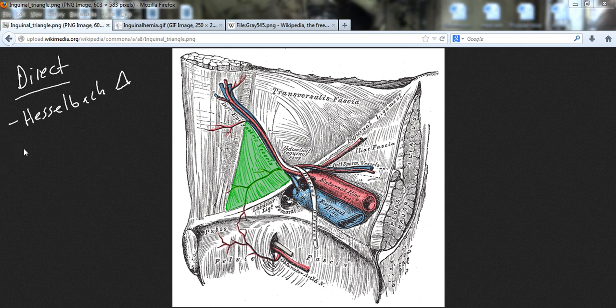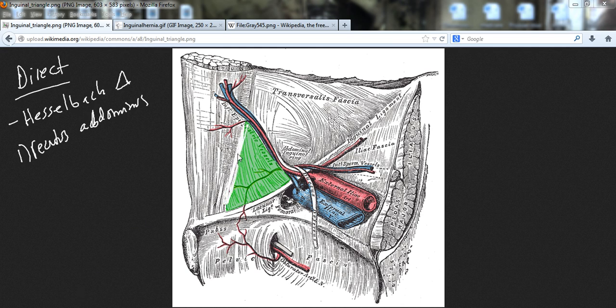So Hesselbach's triangle, there's going to be three components to Hesselbach's triangle. You're going to have, one, the rectus abdominis muscle. This is going to be the medial portion. So this is going to be the medial portion right there.